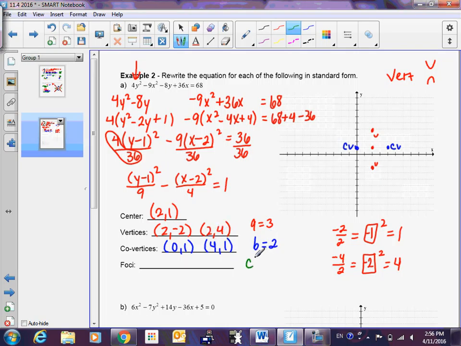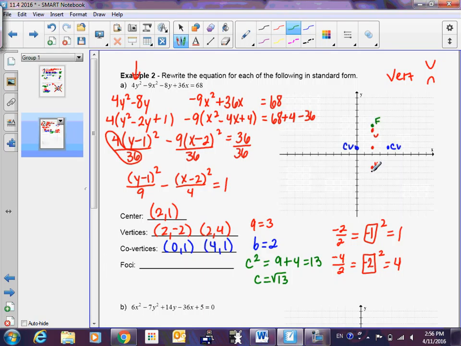Okay, anytime we're talking about focus, we got to use this formula. C squared equals A squared plus B squared. Now this is not a very pretty number, but we've dealt with this before. What is square root of 13 about, by the way? Or what is it between? It's between 3 and 4. So if I'm going 1, 2, 3, I'm just going to go just a little bit further to get the focus.